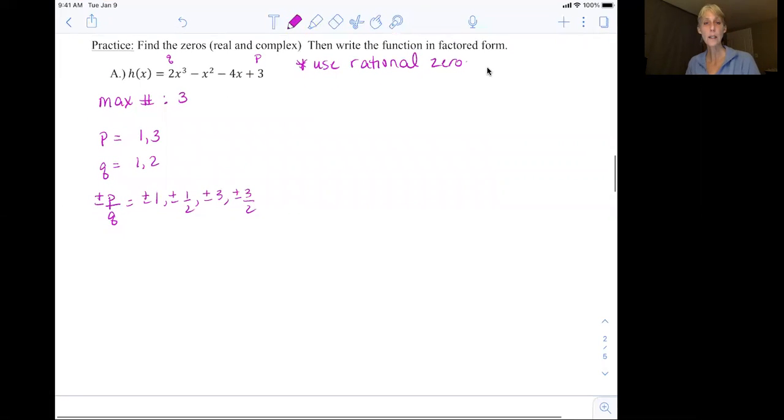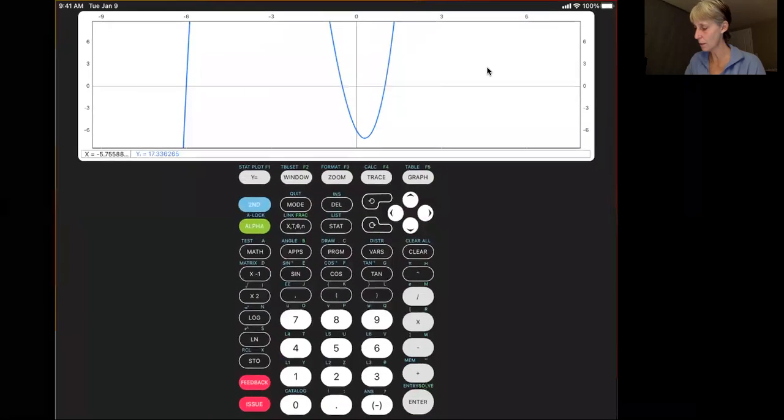Now I'm going to plug this in my calculator and pick one of the numbers from my list. I'm going to make my calculator big. It's easier for me to see.